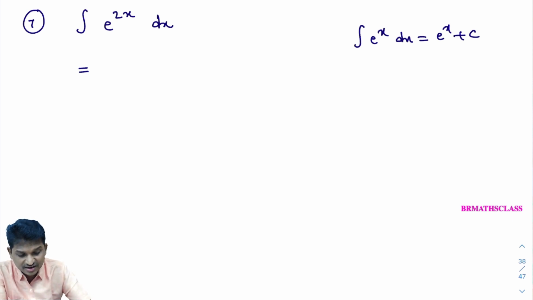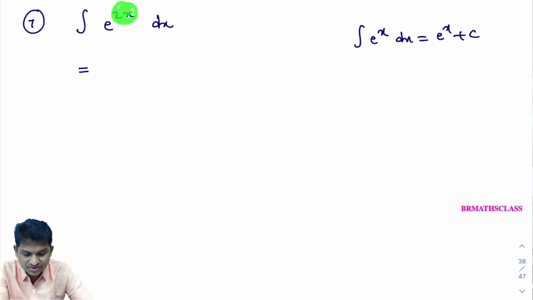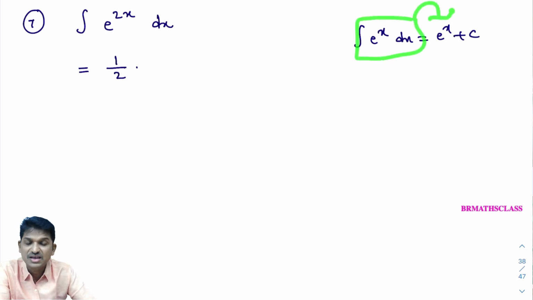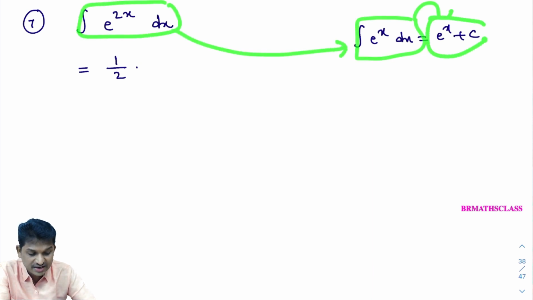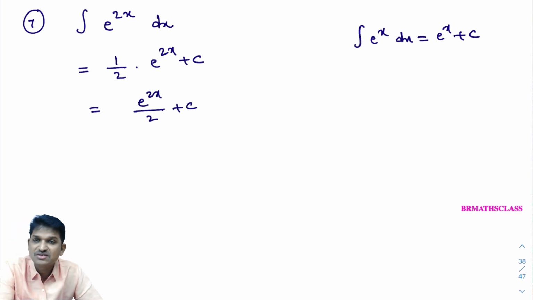This answer starts with 1 by x coefficient. What is x coefficient here? You observe x coefficient is 2. So 1 divided by 2 into, as you know, integral of e power x dx is e power x plus c. You write integral of e power 2x with the help of this. What you will write? 1 by 2 e power 2x plus c. That's it. If you want, you can write one more step here. What is that? E power 2x divided by 2 plus c. Like this also you can write.